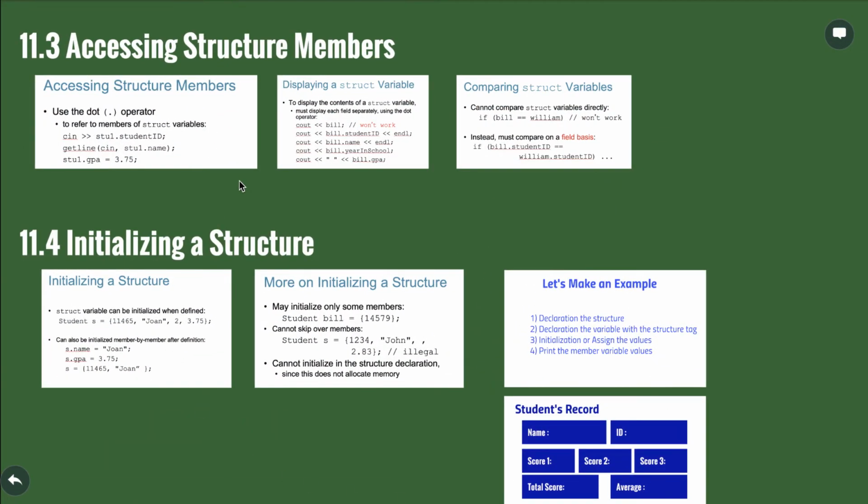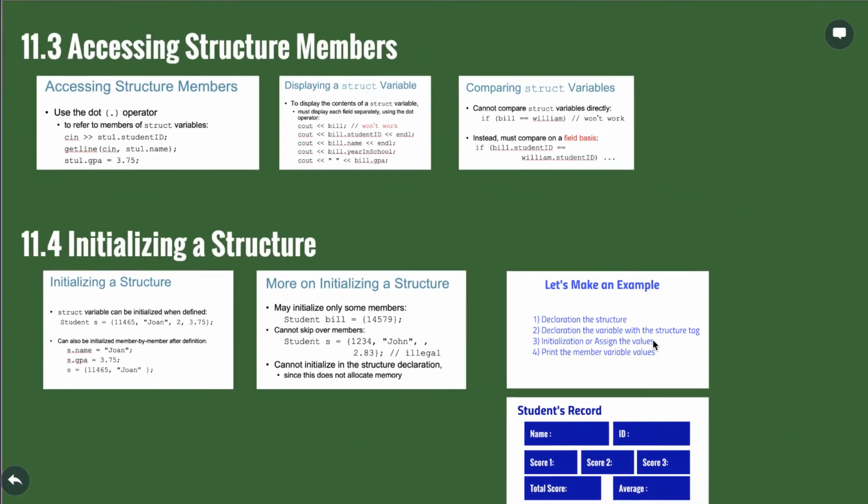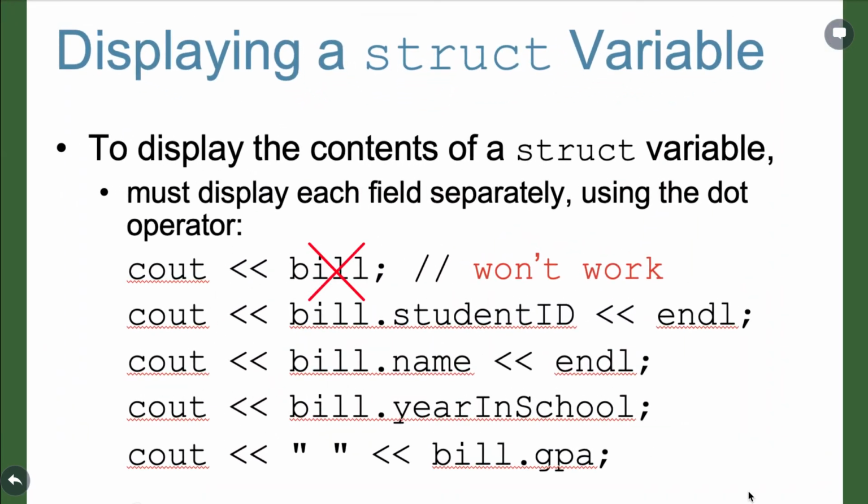Let's take a look at a couple of slides for accessing the structure members. The basic method to access the member variable is the dot operator. Once you use the dot operator with the structure name, it can be used the same way as a normal built-in type variable. You might expect that it is possible to use the entire structure name when you print out the values, but it's not possible.